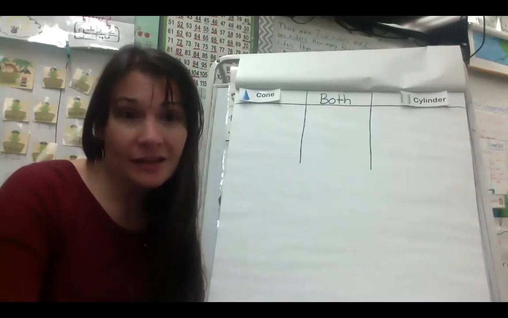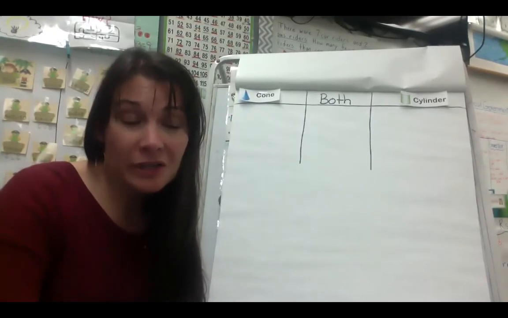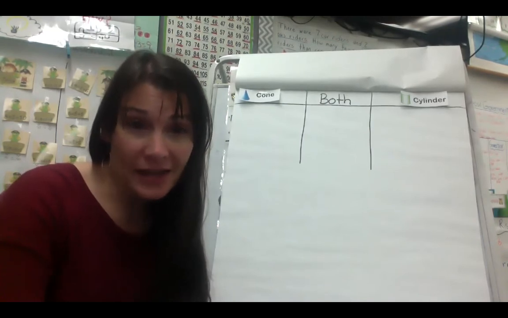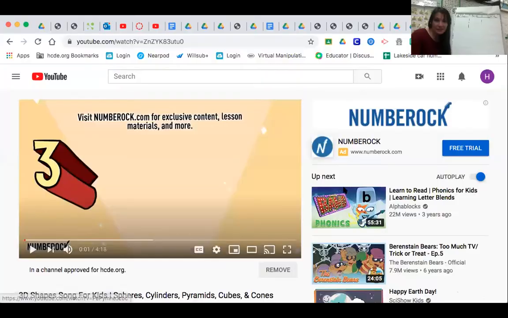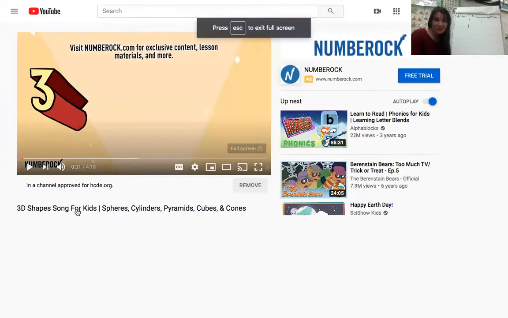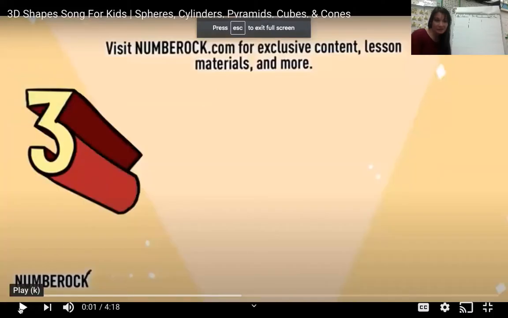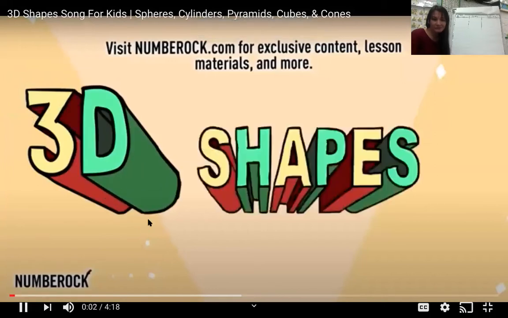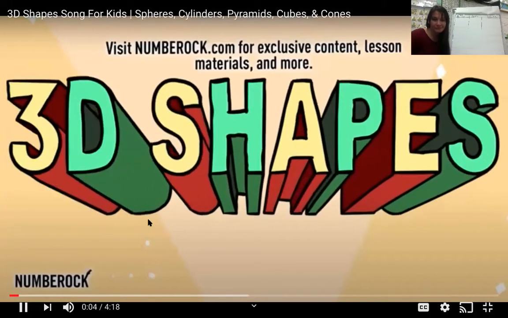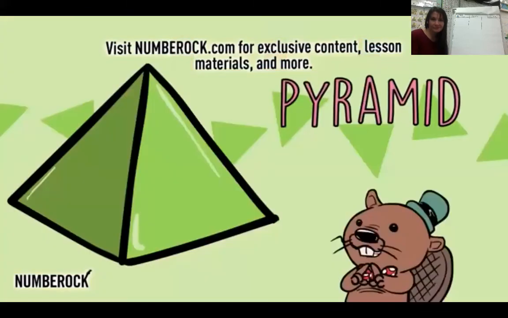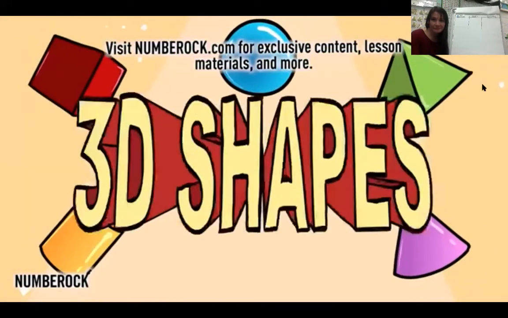To get us ready, let's review some of those 3D shapes that we learned the other day. Let's see if any of these 3D shapes look familiar.